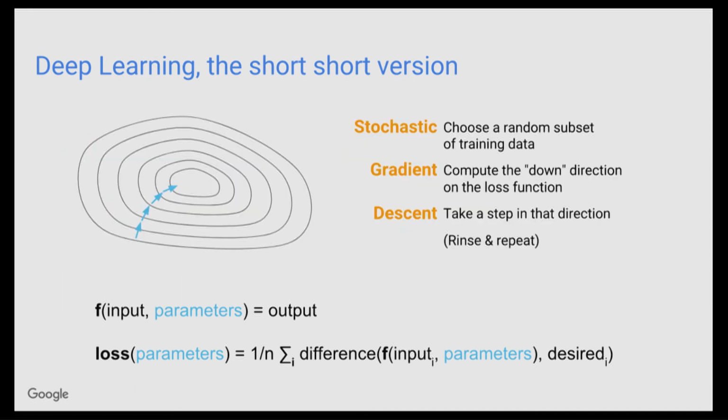And the standard recipe for doing this, and we'll come back to this later, is stochastic gradient descent. So we pick a random subset of the training data. We compute a descent direction that makes the loss better. And then we take a step in the parameter space in that direction. So the interesting question is, how do we do this in a decentralized and privacy-preserving way?